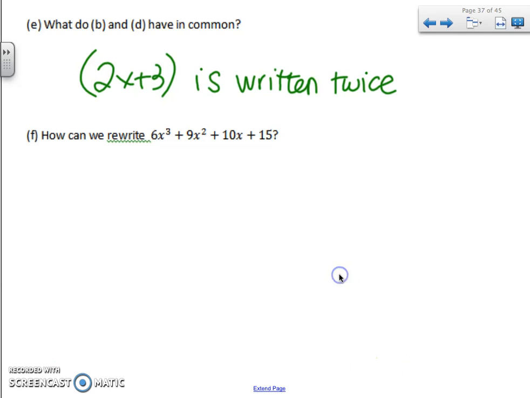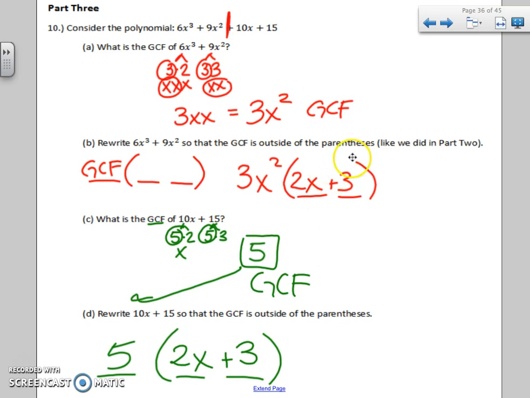So how can we rewrite our final answer? Let's go back. Remember, we found the GCF of these first 2 terms and then factored that out. And we found the GCF of the last 2 terms and factored it out. So we have this 3x squared and this 5 out here. And then we've got that parenthesis twice.